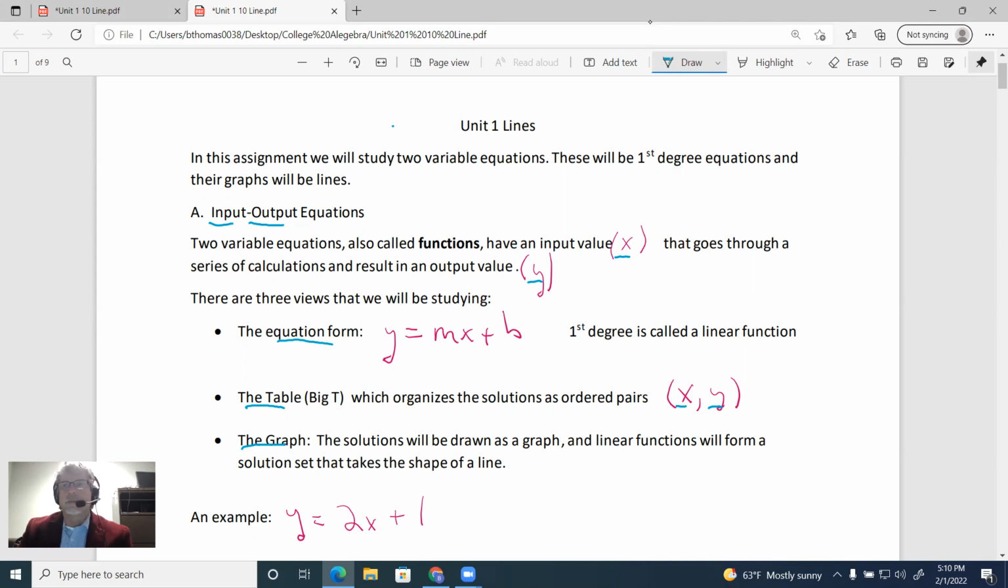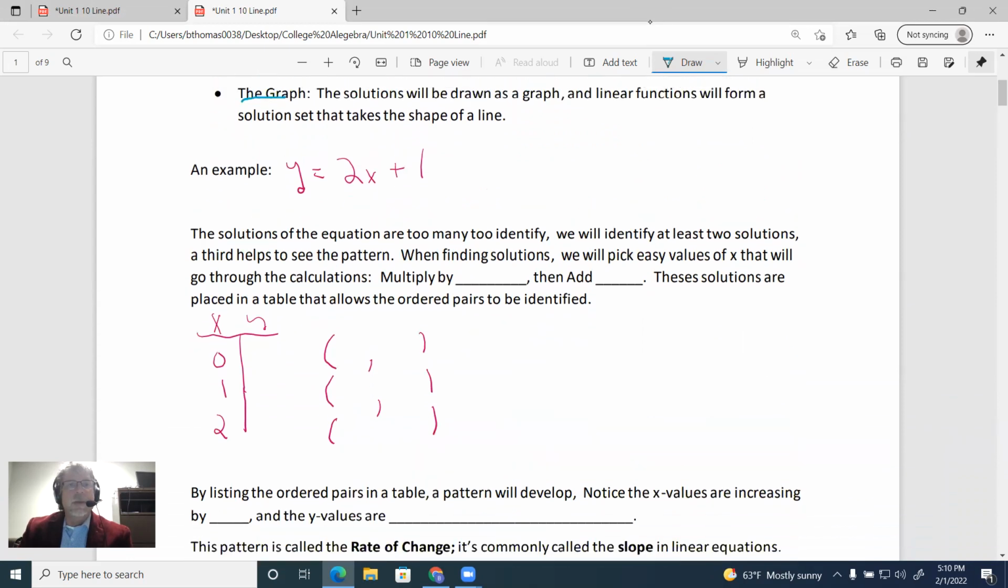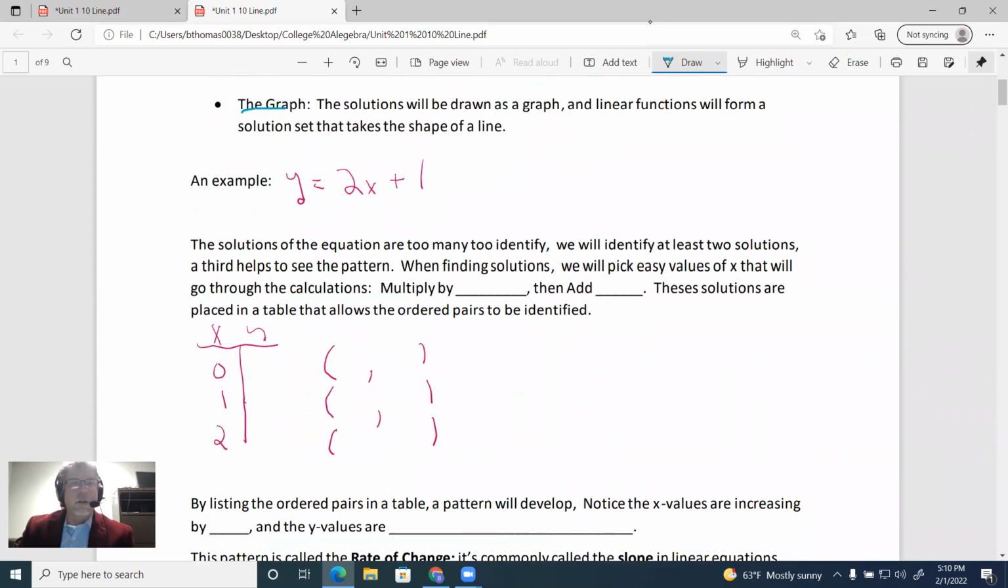So for us, as we move forward, an example of a linear equation is going to be this y equals 2x plus 1. So that's going to be one of the views that you'll see quite a bit as an equation. We like to have them solved for y. It makes them a little bit easier to deal with. So again, there are a whole lot of solutions to identify. What we're going to do is identify at least two solutions. A third helps to see the pattern.